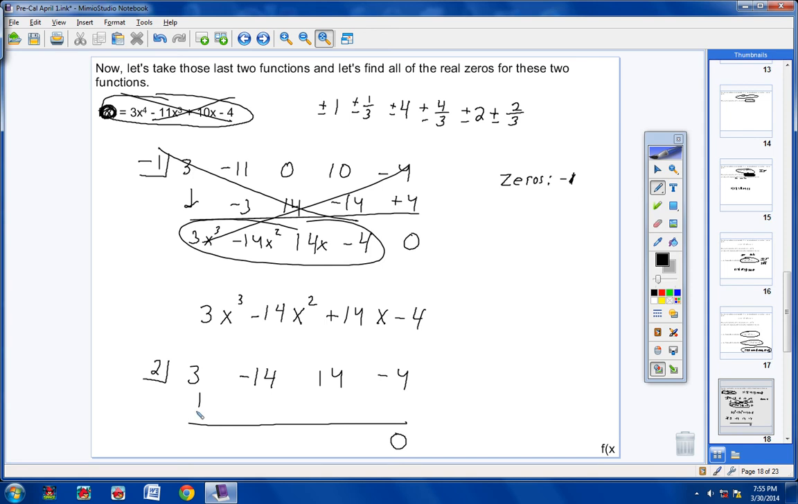Here we go. Bring down your first number, multiply, you get a 6, combine, you get a -8, multiply, you get -16, combine, you get a -2, multiply, you get a -4, combine, and you get a -8. So it didn't work. And so we'd have to go through, as long as this sounds, and it can take a while, you have to continue going through your list.